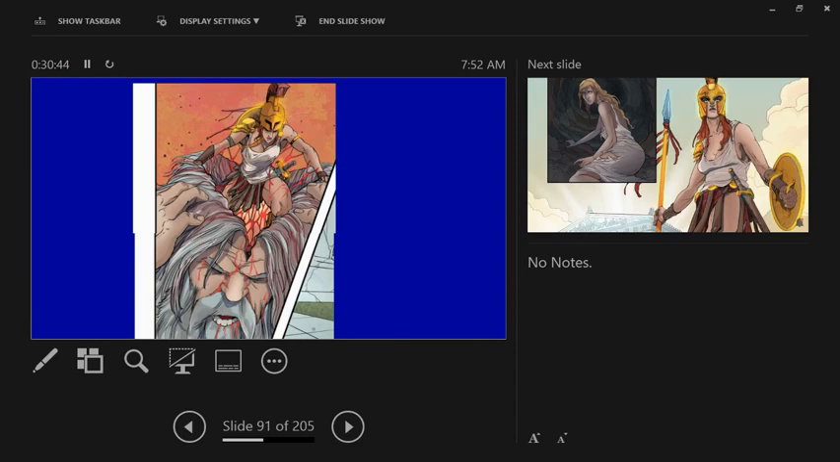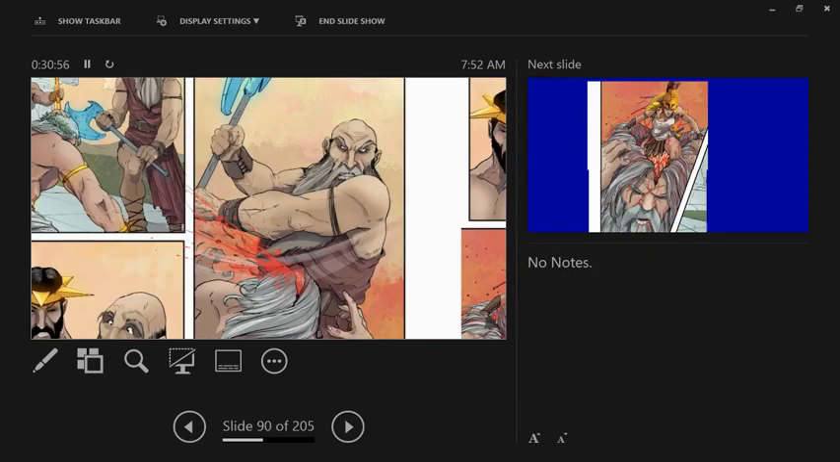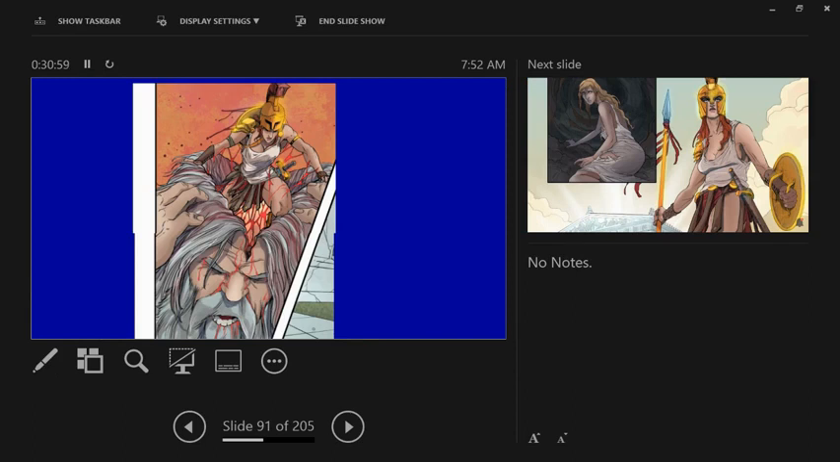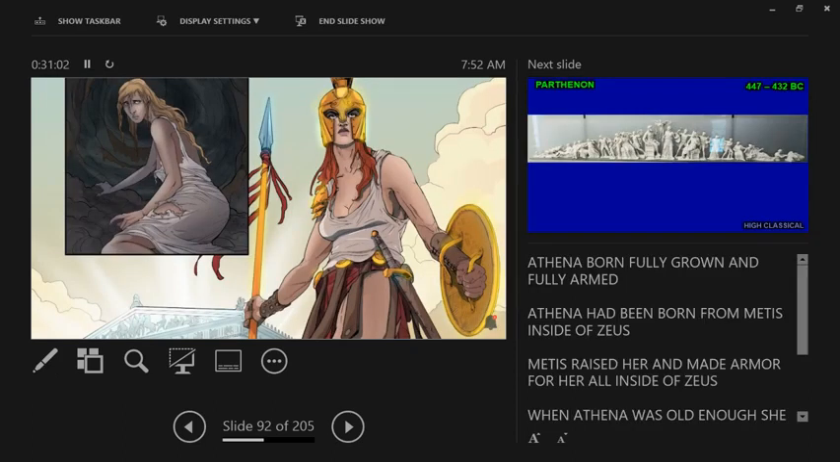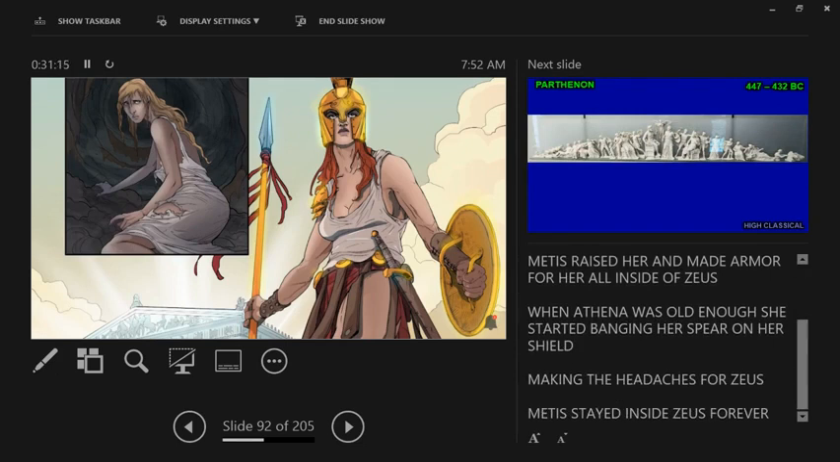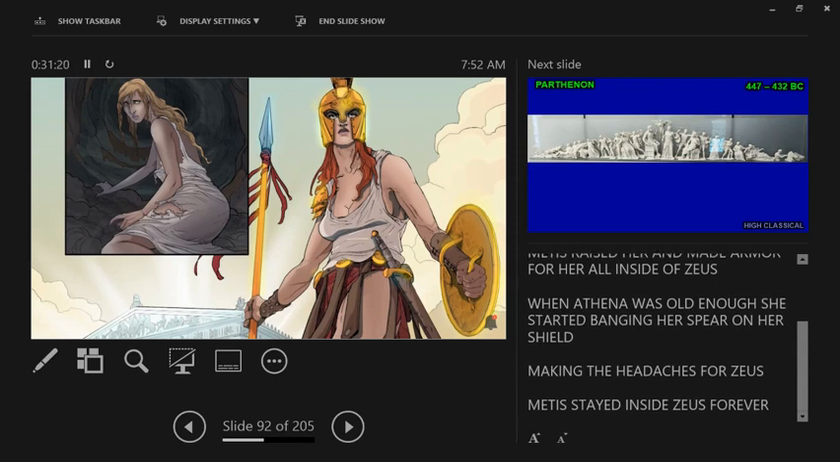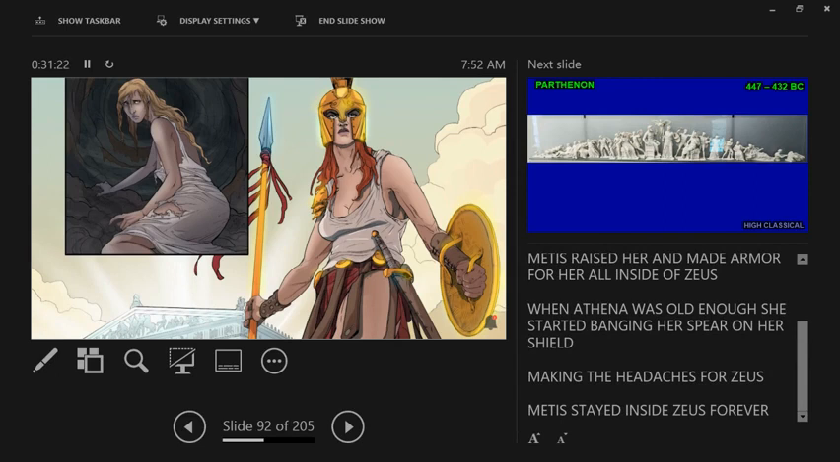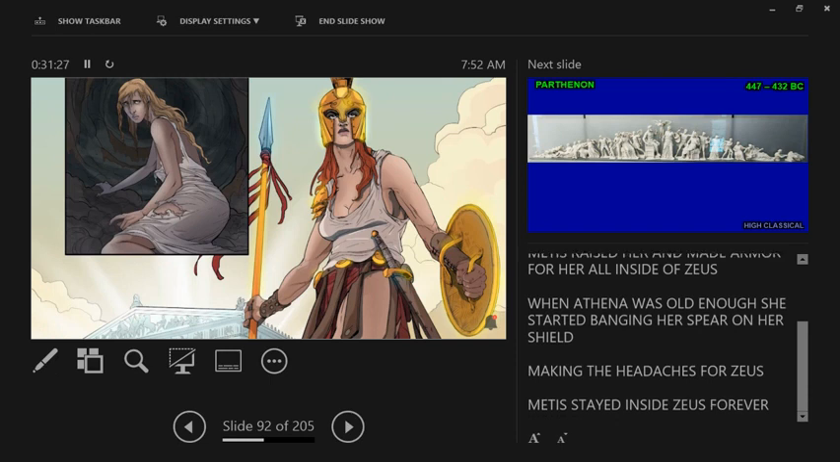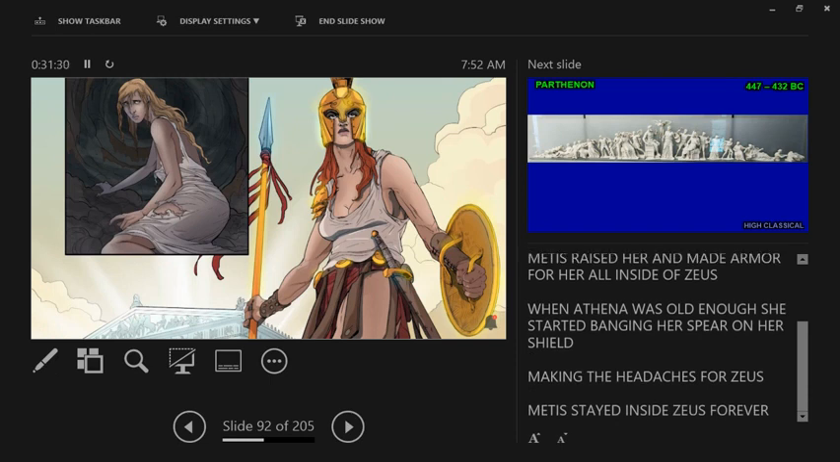This is the daughter of Zeus and Metis, because when he drank her, she was already pregnant. So she comes out fully formed, having been born from Metis inside of Zeus. Metis raised her and made armor for her, all inside of Zeus. When Athena was old enough, she started banging her spear on the shield, which was what caused the headaches for Zeus. And Metis stayed inside Zeus forever. She never gave birth to that boy who would usurp Zeus.